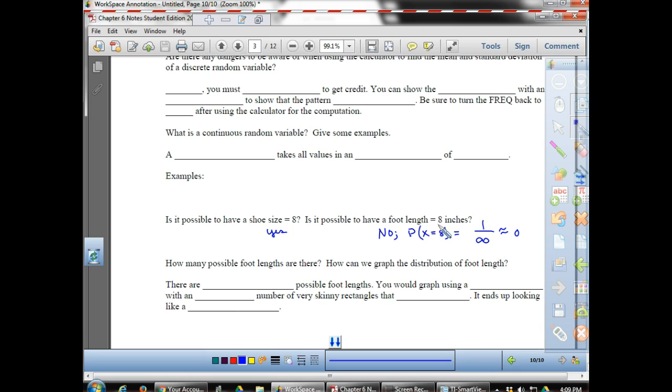So you're not going to really look at, for continuous data, when a value is exactly 8 or exactly 9, like you would for discrete. So that's one of the big distinctions.